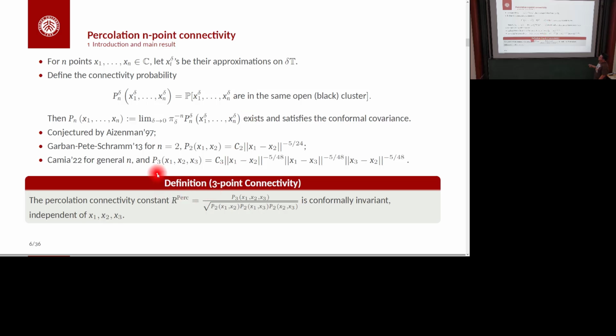Now, from this formula of the 3-point function P3 and the 2-point function P2, we can define something called the percolation connectivity constant R, which is the ratio of P3 divided by the square root of the product of three P2s. In this particular combination, all the ξ dependence disappears. We are basically left with the constant C3 divided by C2 to the power 3/2. The C2 and C3 individually depend on the lattice normalization, but the ratio doesn't.